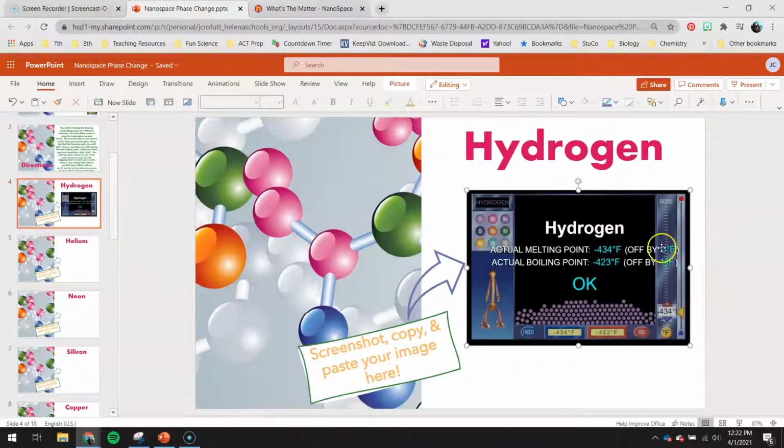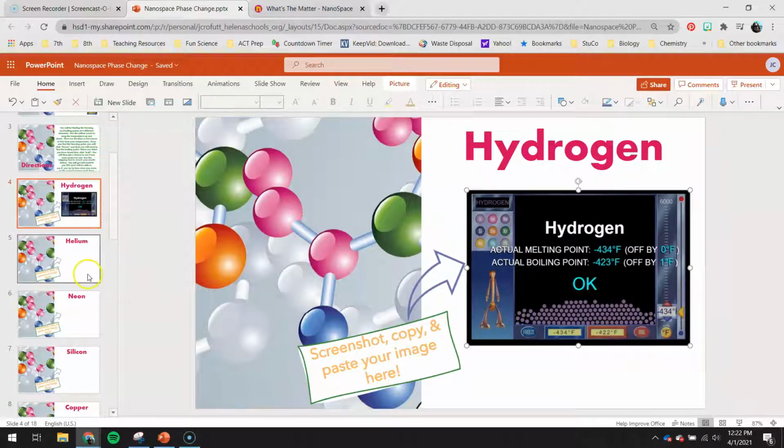Then I'll be able to see the actual values. I was off by 0 on the melting point, so I nailed that right on, but my actual boiling point was negative 423, and it looks like I was off by 1 degree there. So I must have done negative 422 or 424. You should be fairly close. Obviously, you'd be pretty good at this if you're getting within 1 degree or getting it right on. I don't necessarily expect you to do that well, but you should be able to get within probably 50 degrees at the very most.